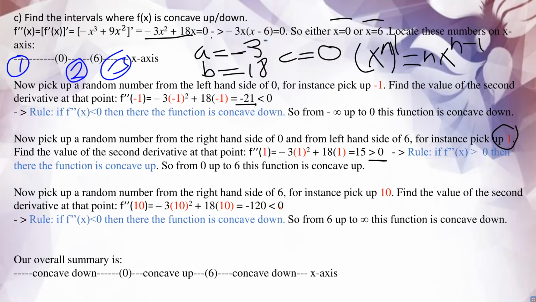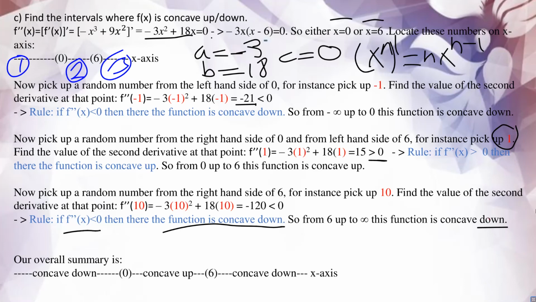It's a number smaller than 0, so the same rule says if the second derivative is smaller than 0, the function there should be concave down. Okay, so from 6 up until infinity, this function is concave down.